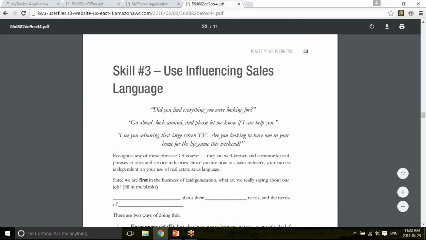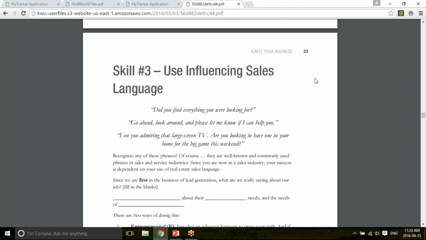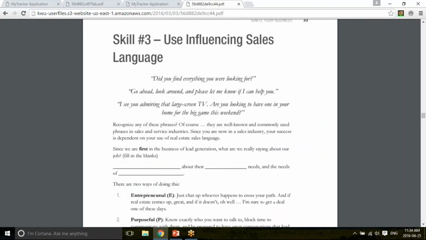Okay. So we're going to move on quickly because I want to keep to our time as promised. We're going to look at page 33. Now what we're getting into is scripts and sales. The idea here, and we've talked about this before, is that we are first in the business of lead generation. Since we are first in the business of lead generation, what are we really saying about our job? Blank about their blank needs and the needs of blank. Anybody have an idea what we want to put in there?